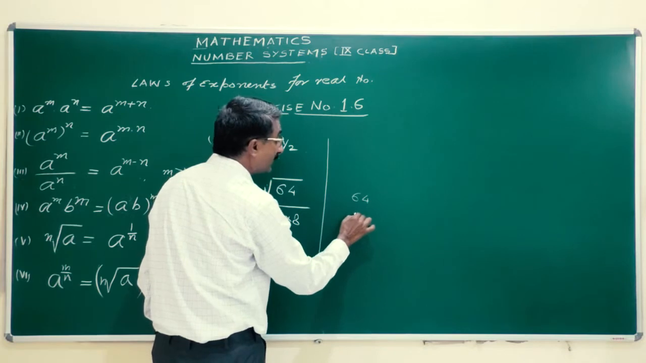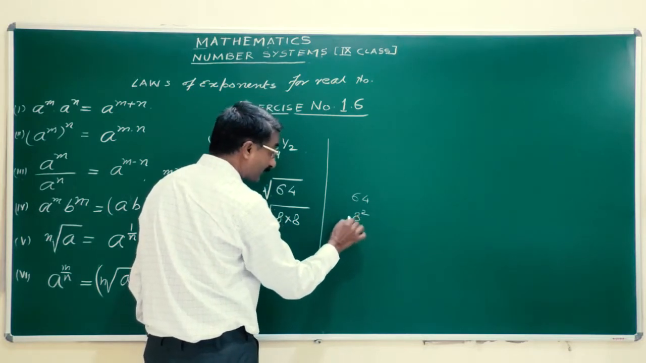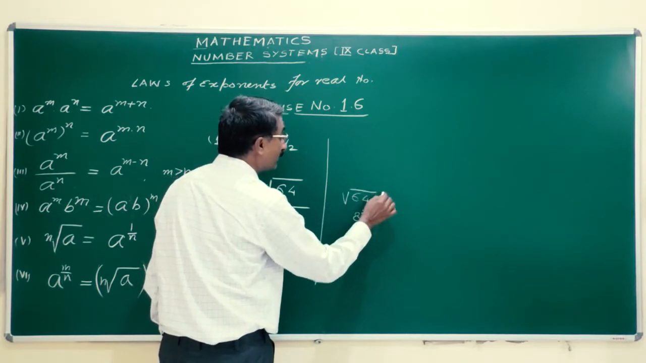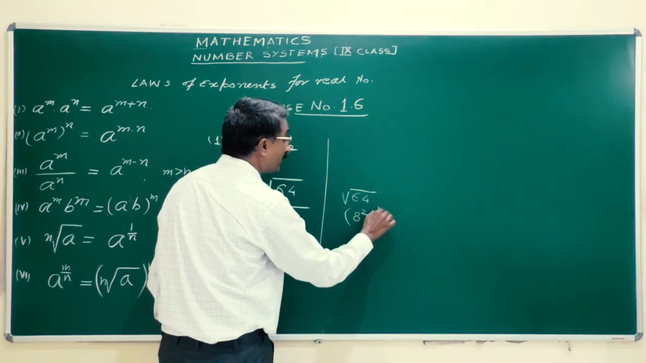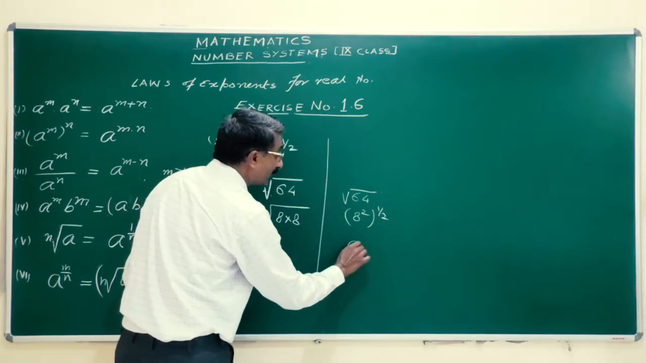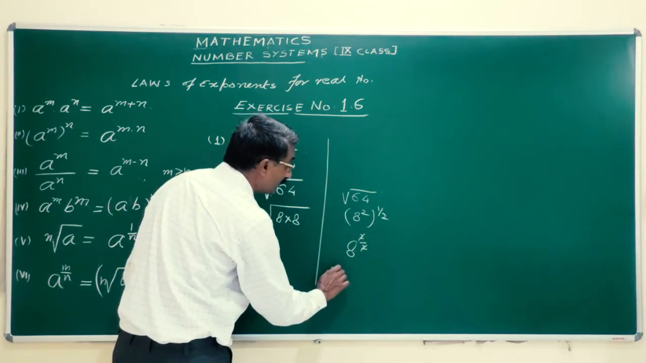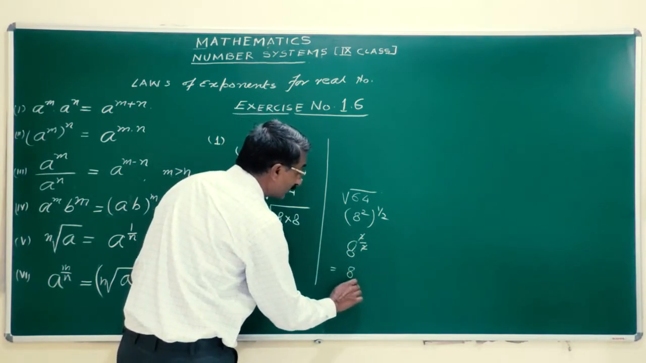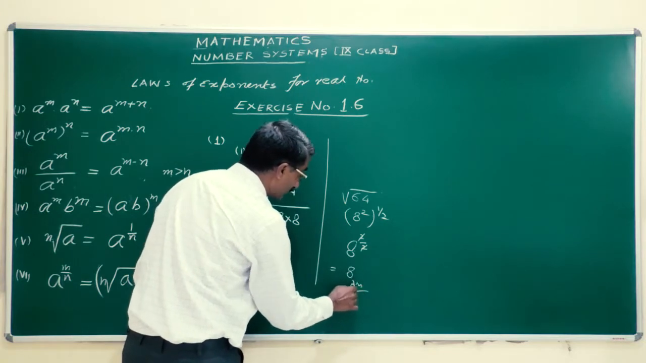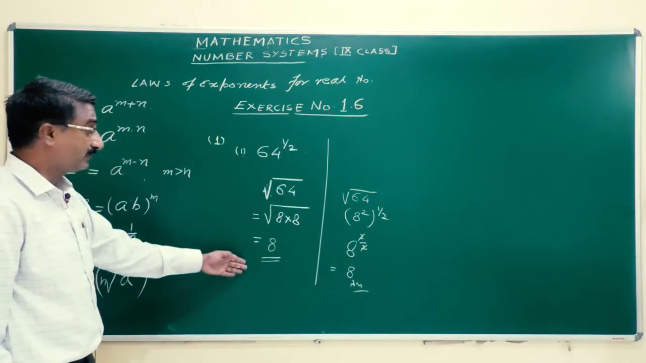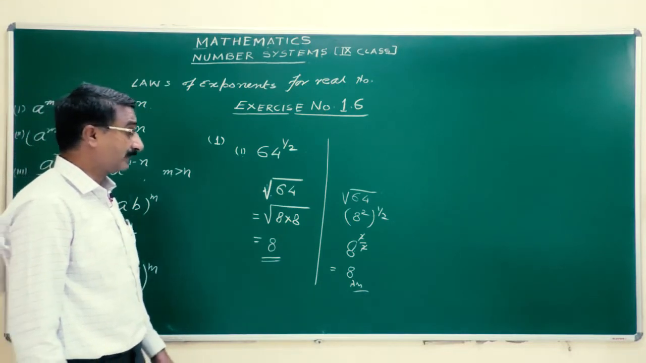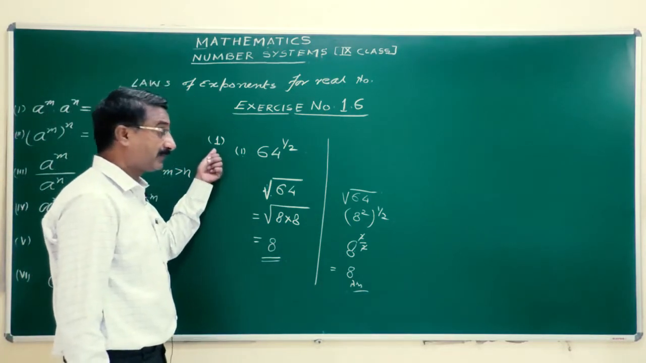Just to understand, 64 can be written as 8 square. Clear? This is under root, so this is 1 by 2. So 8 raised to the power 2 into 1 by 2. So the 2s cancel, and this is equal to 8. So this is the answer. But the procedure is like this. You have to write it down like this. Clear? Now this is question number 1, first part.